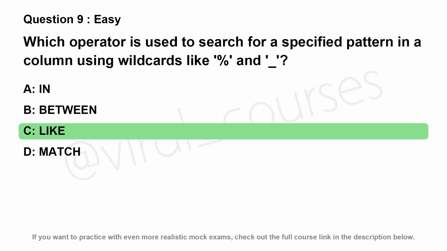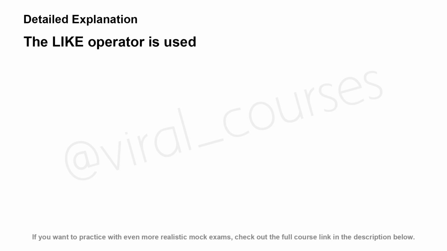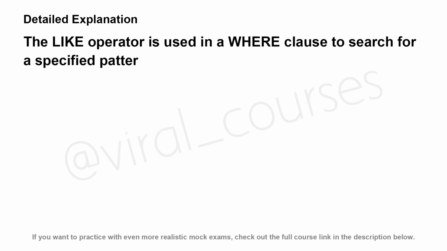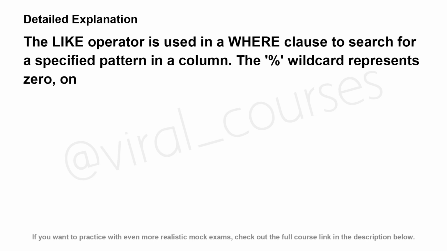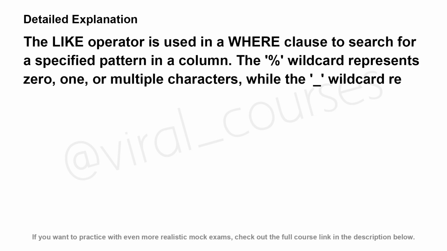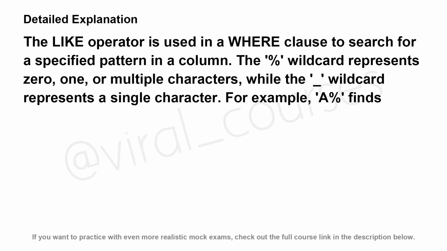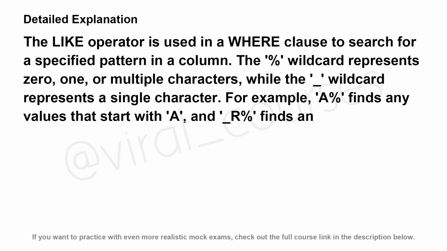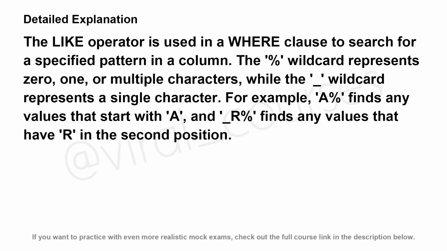The correct answer is C. The LIKE operator is used in a WHERE clause to search for a specified pattern in a column. The % wildcard represents 0, 1, or multiple characters, while the underscore wildcard represents a single character. For example, 'a%' finds any values that start with a, and '_r%' finds any values that have r in the second position.